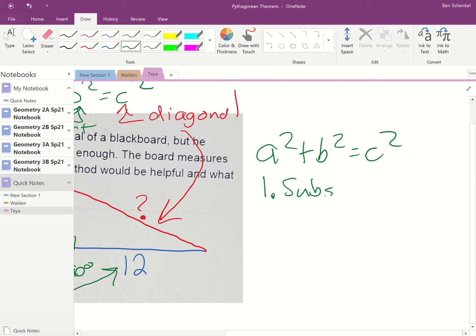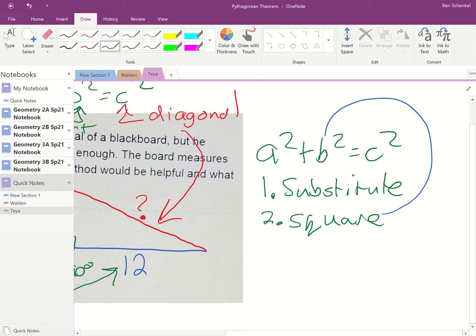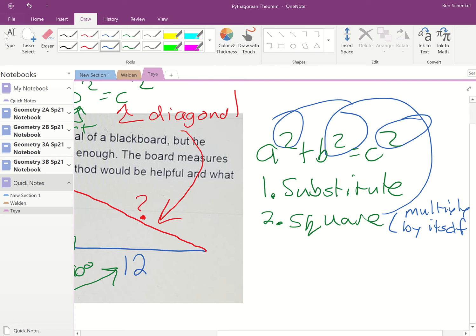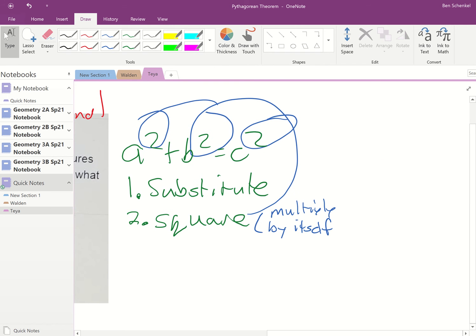First thing we have to do is substitute the numbers in. Then after we do that, we're going to square both the numbers. And remember, square is the little exponent 2, which just tells us that you're going to multiply something by itself. Okay? And what we mean there is if I have 8 squared, I'm just doing 8 times 8, which is 64.